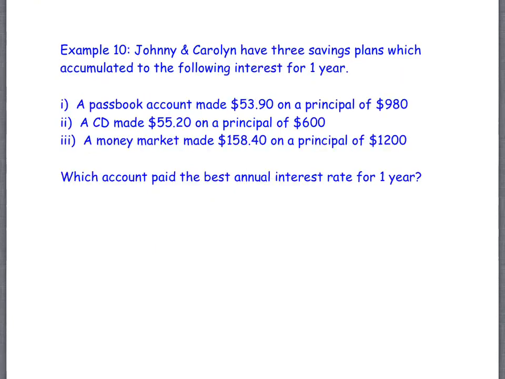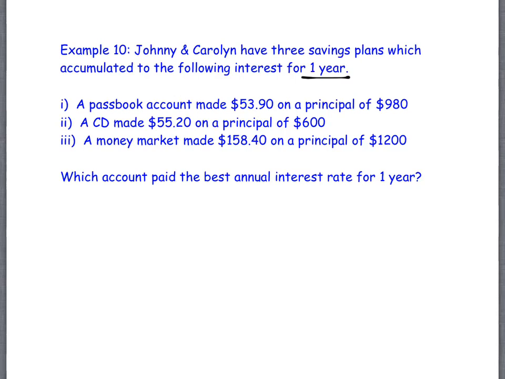So we're on the next example, I believe. Johnny and Carolyn. All right, this couple has 3 savings plans that are going to accumulate. And they're going to accumulate, it says, for 1 year. So that's an important piece of information. All right, the first account is a passbook account. It makes $53.90 on the principal of $980.